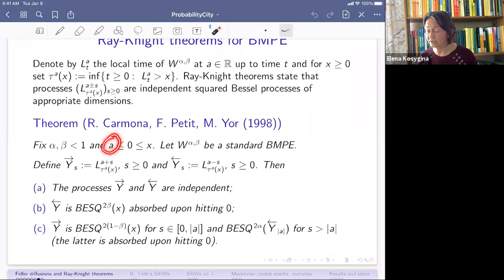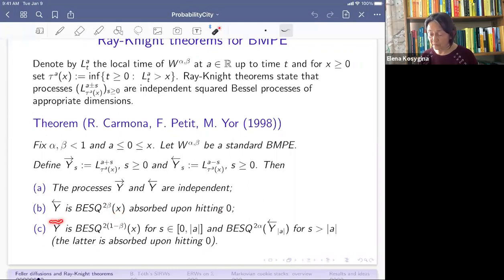I just took a less than 0, and then the local time processes, this y and this y, are defined as going forward and backward from point S. And this S is actually a space for my original process and time for my Ray-Knight theorems. And then the claim is that the processes are independent. So given X, the processes with arrow forward and arrow backward are independent. The one with the arrow backward is Bessel squared of dimension 2 absorbed upon hitting 0, starting at X.